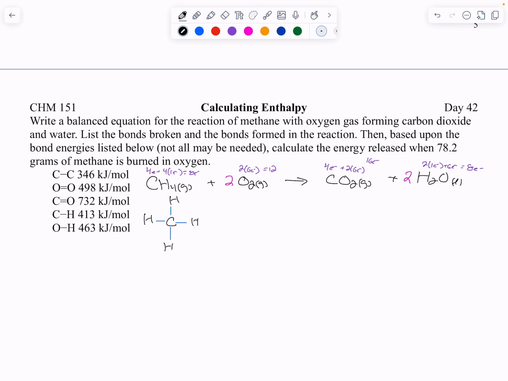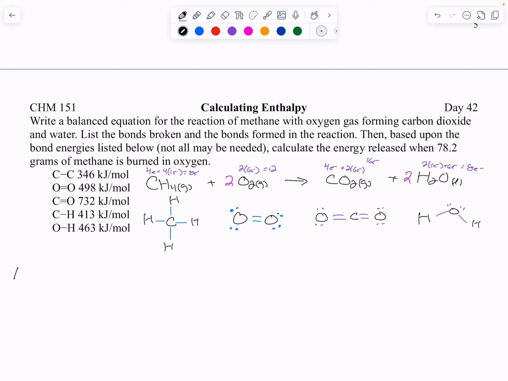O2, O double bond O. Hopefully you guys remember it's this. All right, O2, CO2. Again, hope we remember that one too. Purple here. 2, 4, 6, 8, 10, 12, 14, 16. And water. All right, so now we have bonds broken and bonds formed. All the bonds in the reactants are broken and all the bonds in the products are formed.